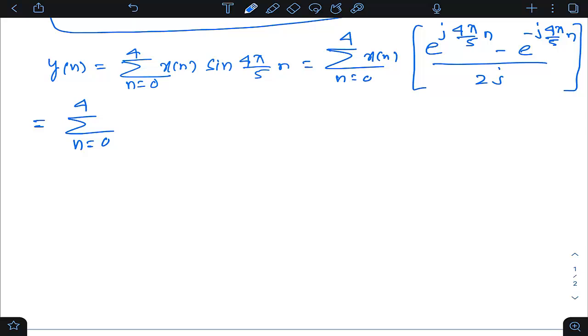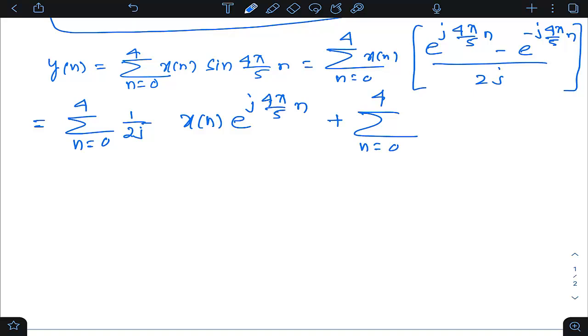Now if I simplify this, the multiplying factor 1 by 2j, let us keep it out. Then it is the summation n from 0 to 4 of x[n] into e raised to power j 4 pi by 5 n, plus again 1 by 2j, but here with a minus sign, minus the summation n from 0 to 4 of x[n] into e raised to power minus j 4 pi by 5 n.